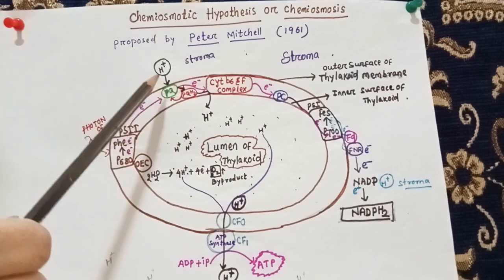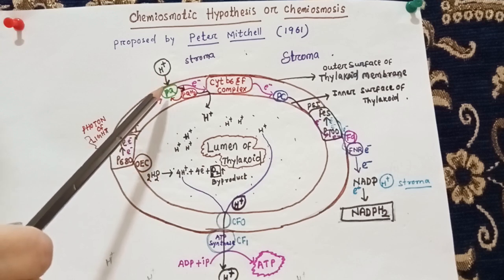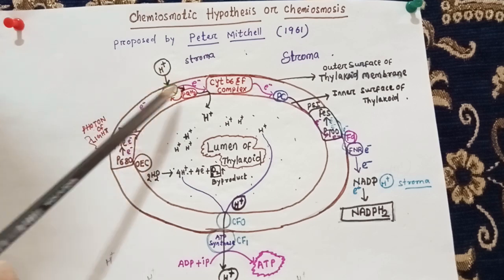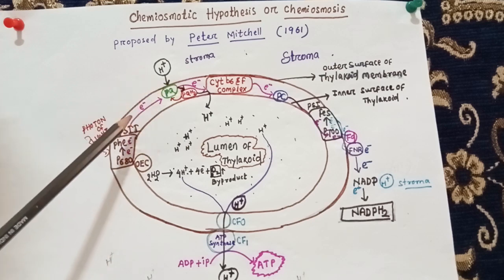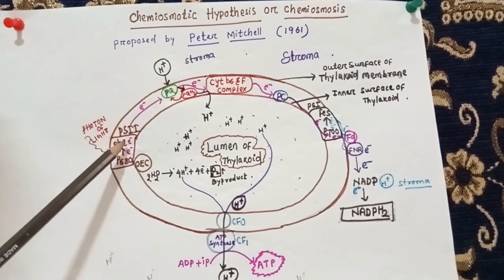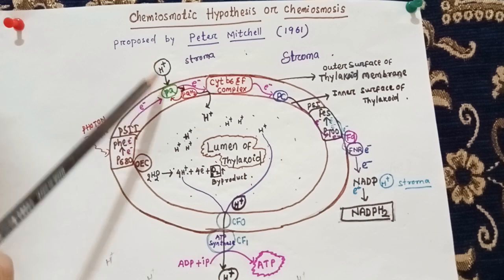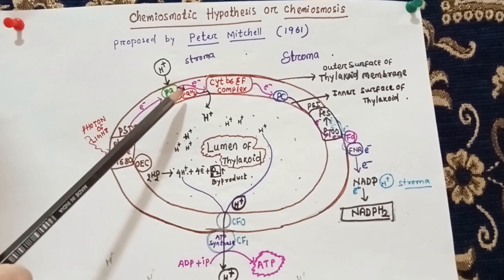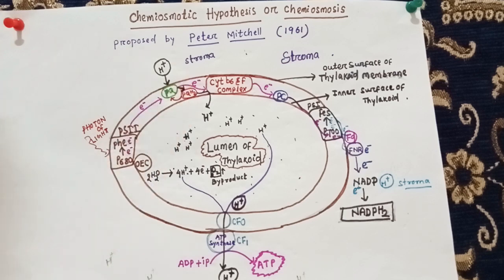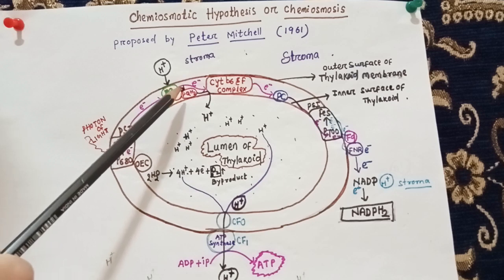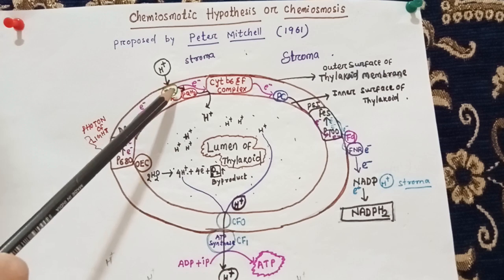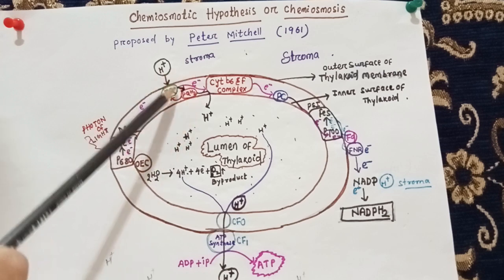Plastoquinone acts as a proton pump, or a proton carrier, which is present in the thylakoid membrane. Whenever it accepts an electron from pheophytin, at the same time it accepts protons from the stroma of the chloroplast and gets reduced into PQH2. Whenever it returns back to its oxidized state, it releases an electron as well as protons.